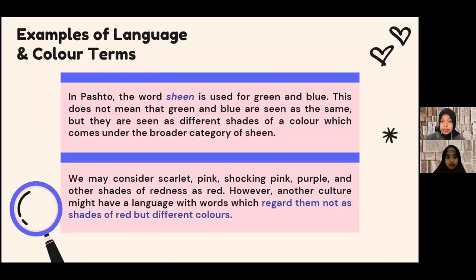The examples of language and color terms. In Pashto, the word scene is used for green and blue. This does not mean that green and blue are seen as the same, but they are seen as different shades of a color which comes under the broader category of scene. We may consider scarlet, pink, shocking pink, purple, and other shades of redness as red. However, another culture might have a language with words which regard them not as shades of red, but different colors.